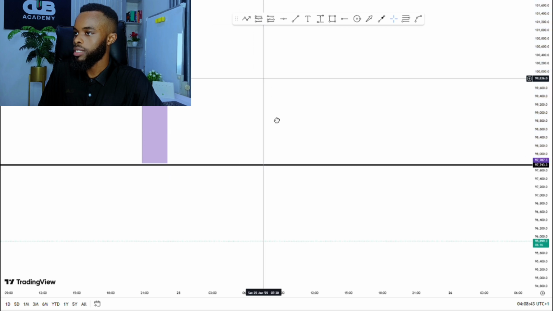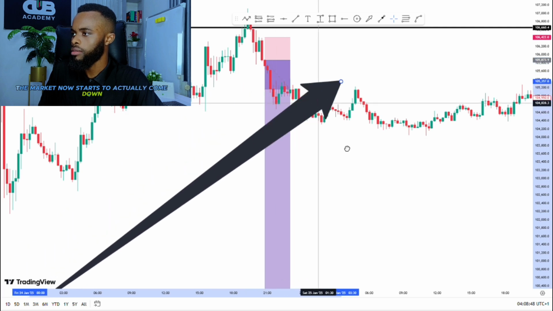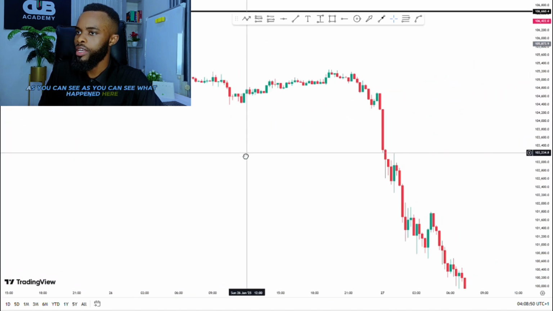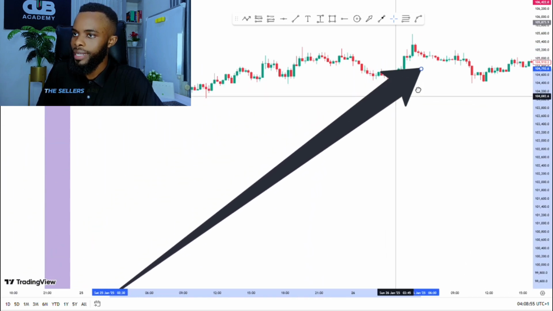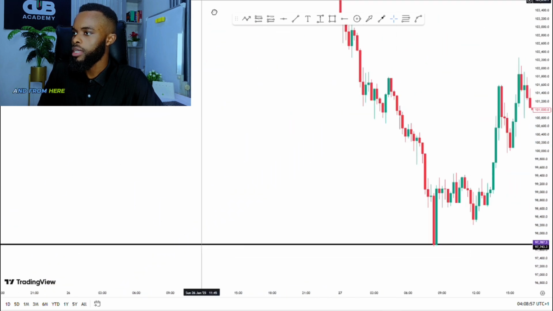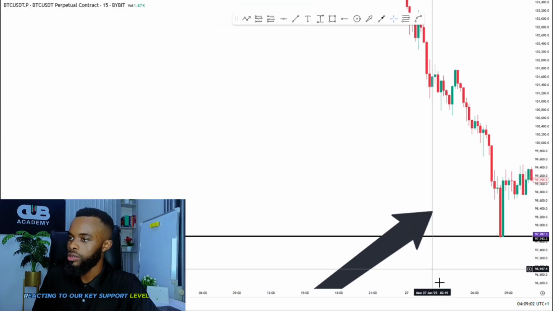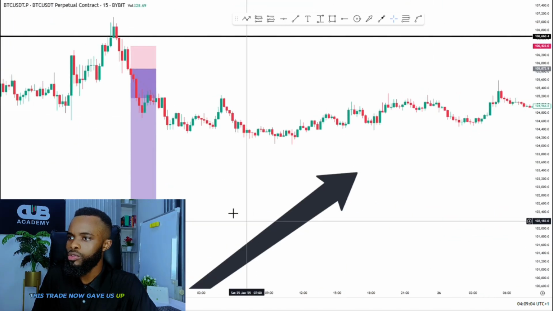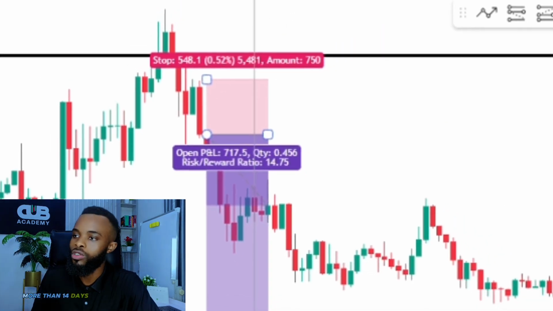So all right, as you can see, the market now starts to actually come down. As we can see what happened here, the market starts to consolidate a little bit. Okay, the sellers are still there. From here, the market now flows down, reacting to our key support level. So this trade now gave us more than 14 risk to reward ratio, right?